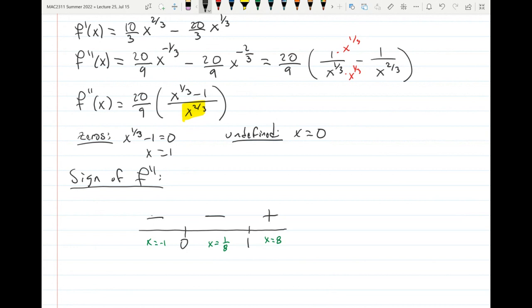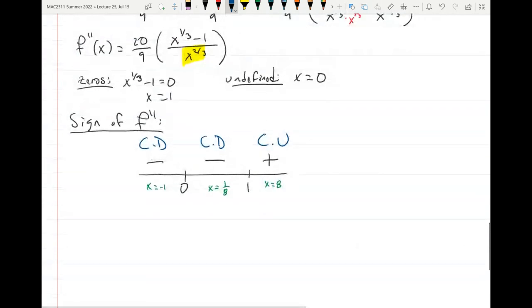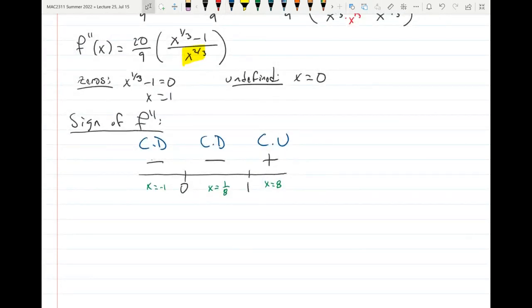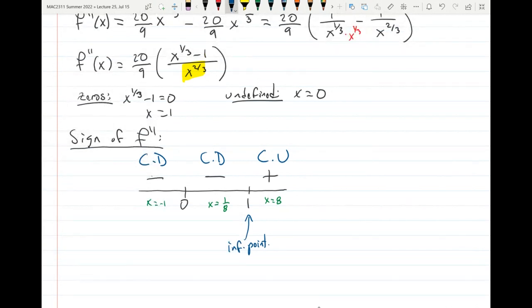So that's a positive. So that means that here we have concave down, and then here it goes to concave up. So that means that 0 is not an inflection point, okay, because there's no change in concavity around 0, but this guy right here, 1, is an inflection point, okay? So let's go to our blue box.